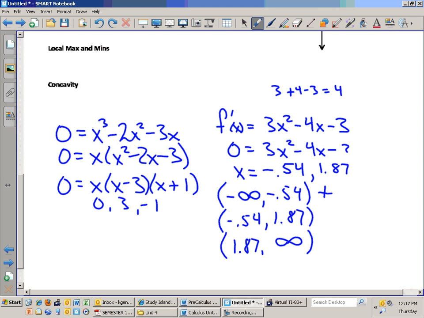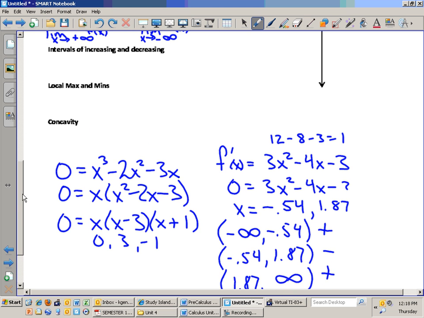Now let's plug in 0. 0 is a really good one, isn't it? If you plug in 0, you get negative 3, so it's negative here. And we plug in 2 for the last one. 2 squared is 4 times 3 is 12. Minus 8 minus 3 is positive 1, so it's positive. So positive, negative, positive. So I do have my intervals of increasing or decreasing.